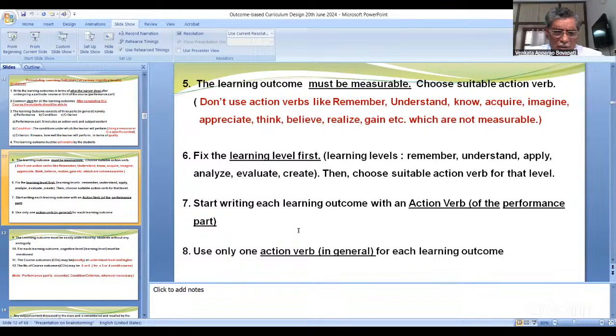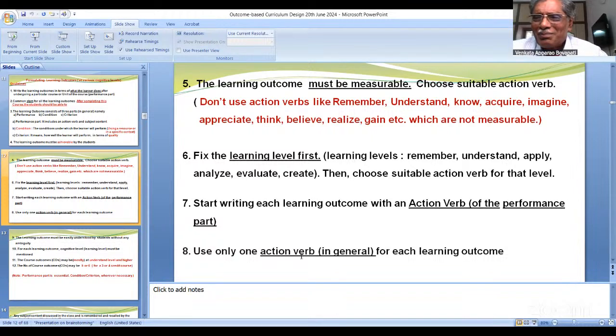Any learning outcome. Eighth guideline, use only one action verb in general in each learning outcome. Very important, sir. Suppose the cognitive level is analyze. You can use the action verb corresponding to analyze level. Apply, understand, remember, it is obvious the student has achieved those levels. So the cognitive level at which you are referring, the corresponding action verb you mention.